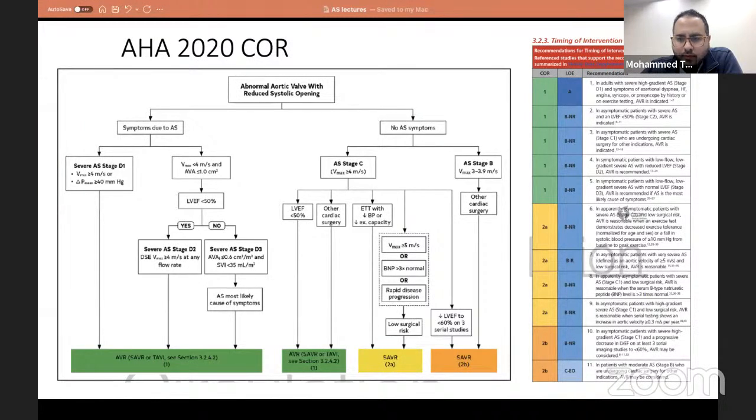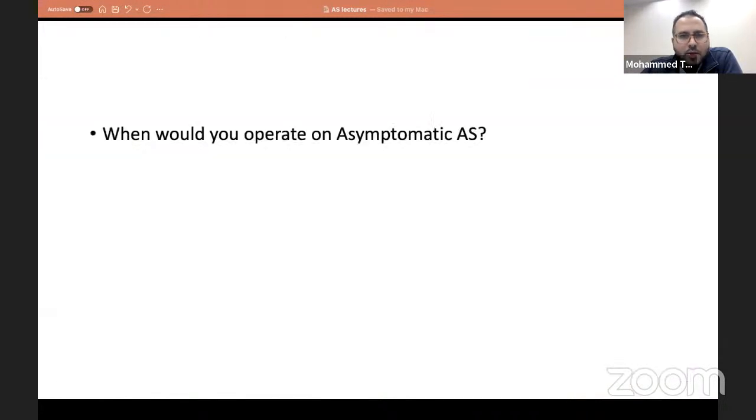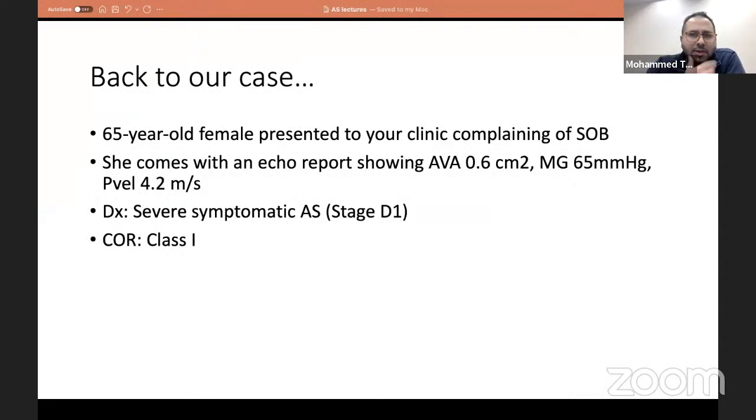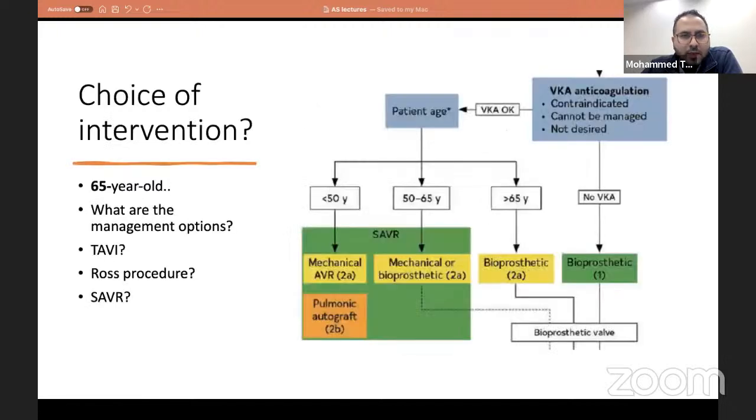No. Okay. So when would you operate on asymptomatic aortic stenosis? We already mentioned that. So let's go back to our case. Our 65-year-old lady who was having some shortness of breath came with an echo report showing severe symptomatic aortic stenosis. We said this is a stage D1, and based on the guidelines, she meets the class 1 indication for surgery.